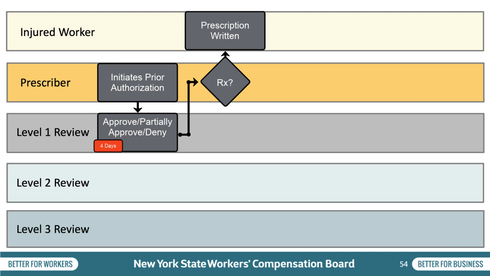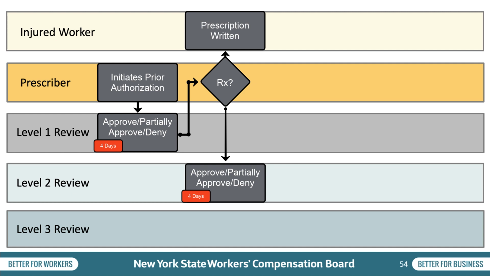If the request is denied, they may either write for a formulary drug or they may request a Level 2 review. A Level 2 review request must be made within 10 days of the prescriber receiving the Level 1 denial or partial approval. In the Level 2 review request, the prescriber should specifically address the rationale the Level 1 reviewer provided for denying or partially approving the request.